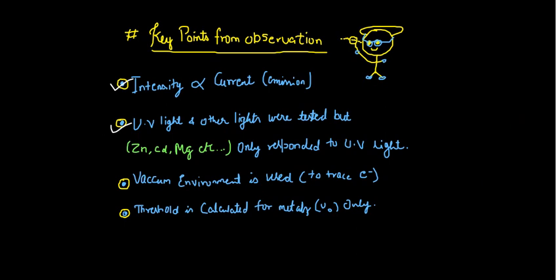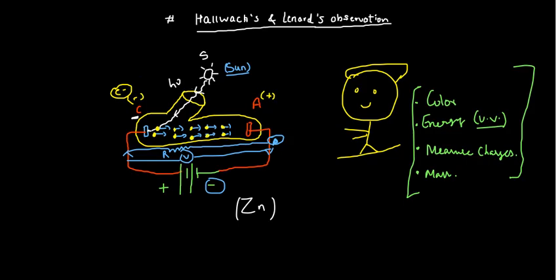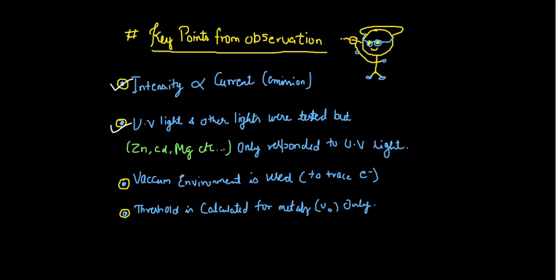Vacuum environment is used to trace electrons. Surely it is talking about the Lenard and Hertz observation. We are using the vacuum tube here so that we can observe clearly and do not get a problematic thing from the environment's interaction of the atom or molecule or something like that.